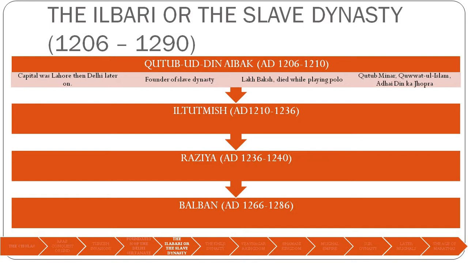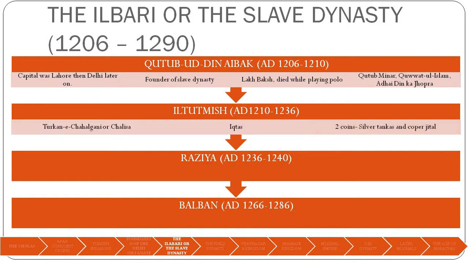He formed the Turk-e-Chahalgani or Chalisa, a group of 40 powerful Turkish nobles, and divided his empire into Iqtas, which was the assignment of land in lieu of salary. He introduced 2 coins, the silver tanka and the copper jital.